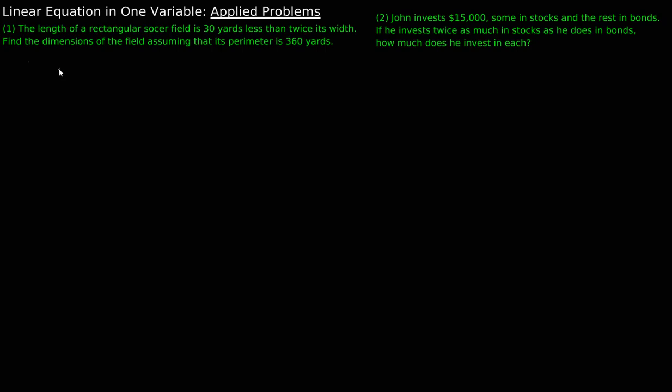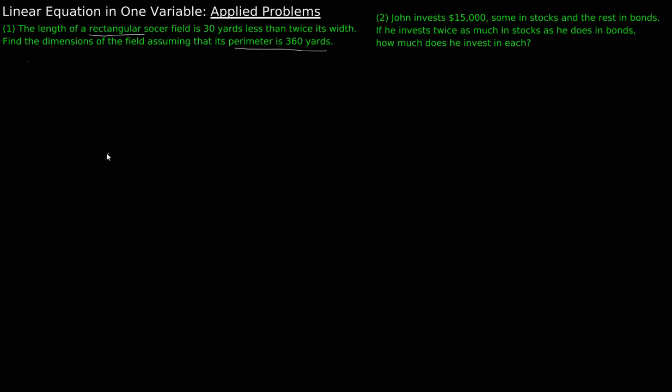Hello, in this video we'll try to learn the applied problem for linear equation in one variable. So let us look at our first problem. It says the length of a rectangular soccer field is 30 yards less than twice its width. Find the dimension of the field assuming that its perimeter is 360 yards.